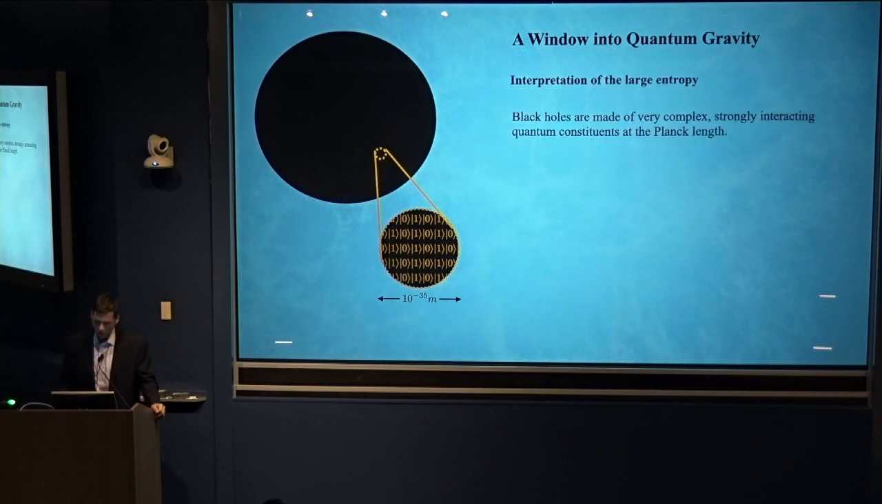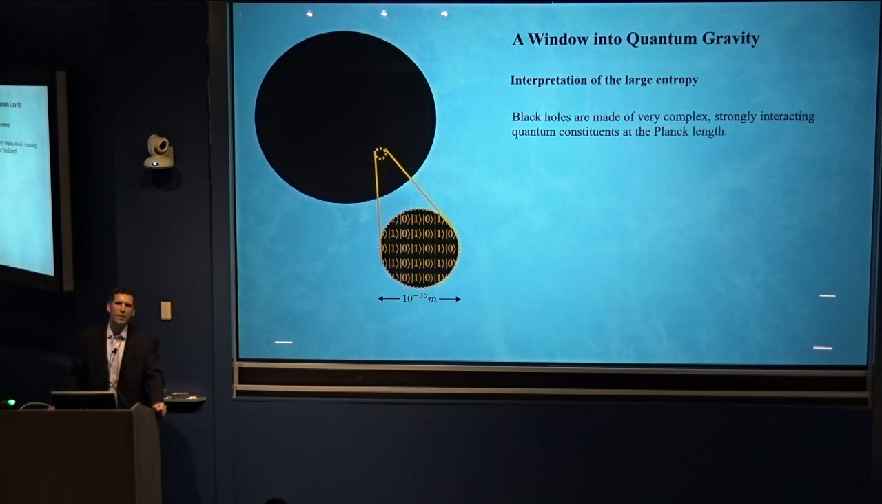So the interpretation of this large entropy is that black holes are made of some very complex, strongly interacting quantum constituents down at the Planck length. Those constituents are not understood. So this is a conjecture. This is what we believe based on a lot of evidence and based on these laws of black hole thermodynamics. But it's still something we're trying to understand.